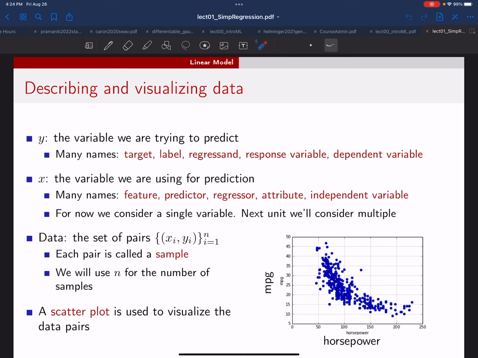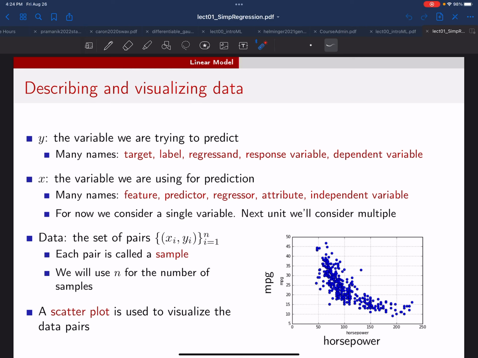It's not like in reality you might say, well, miles per gallon is really a function of all these different things, horsepower, displacement, blah, blah, blah. And so yes, it would be better if we could use all that stuff. And that's what we're going to do in Unit 2. But in Unit 1, we're going to be super simple. We're just going to predict with one single thing.